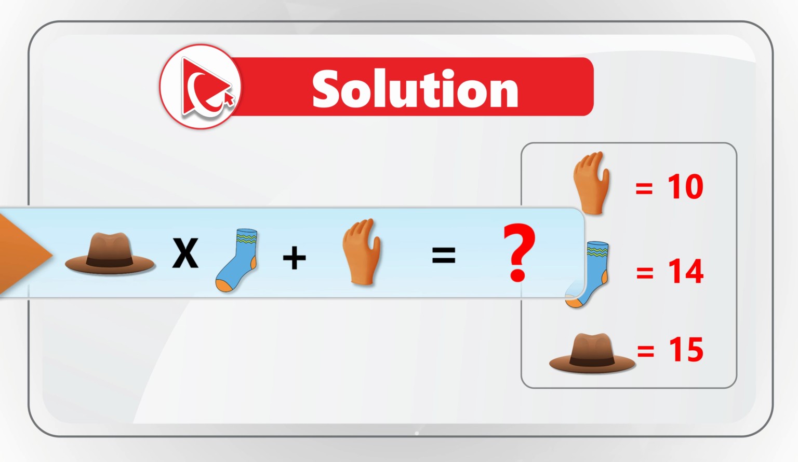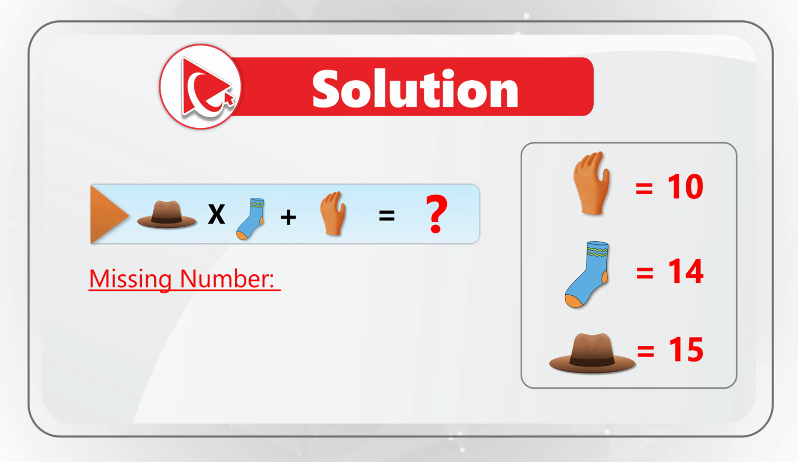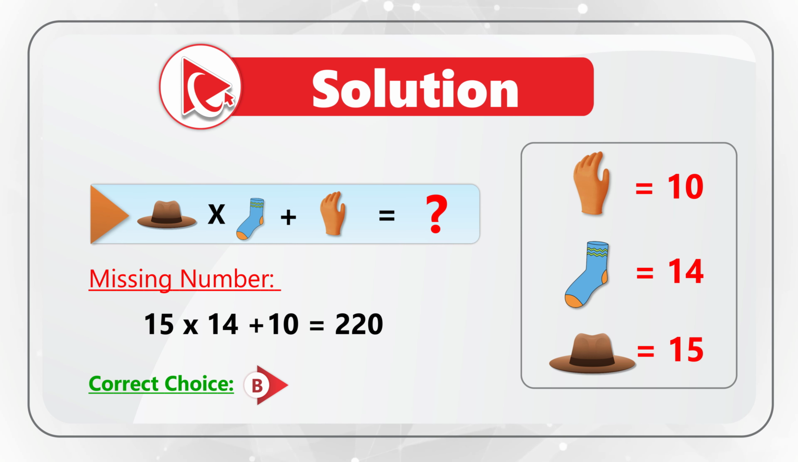Now we are ready to calculate the missing number. And to do that, we need to multiply 15 by 14, which would be equal to 210, and add 10. This is the value of hat multiplied by sock plus the value of glove. So the correct answer here is choice B, 220.